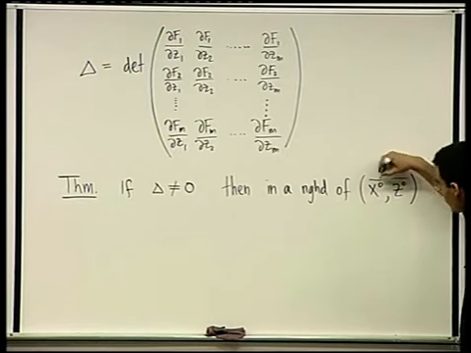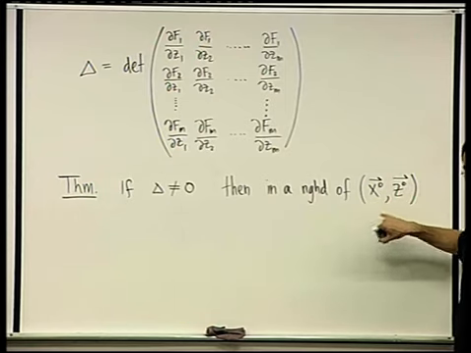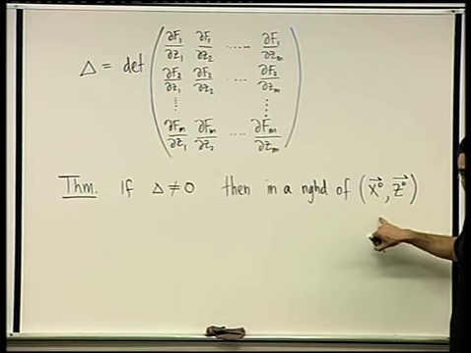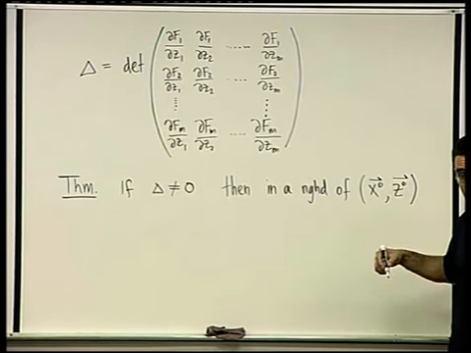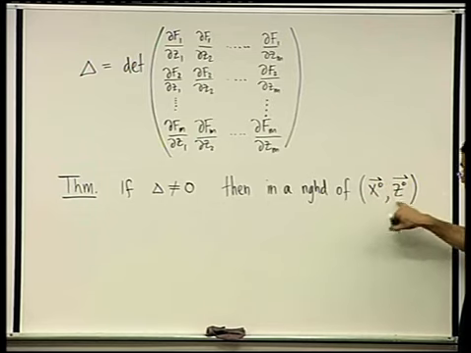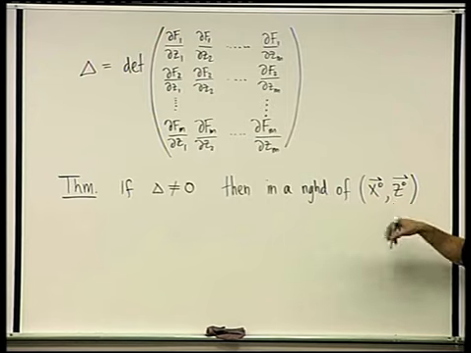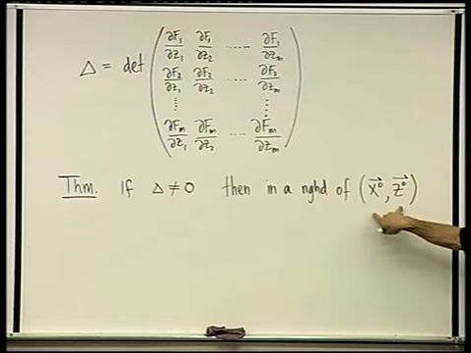x0 is a vector whose components are x1, x2, x3 up to xn. And x is a vector whose components are x1 up to xn, and x0 is a specific point with n coordinates. Z is a vector whose components are z1, z2 up to zm, and z0 is a specific values for each of these z variables. So is it clear what I wrote here? It's specific values for all the x variables and all the z variables.